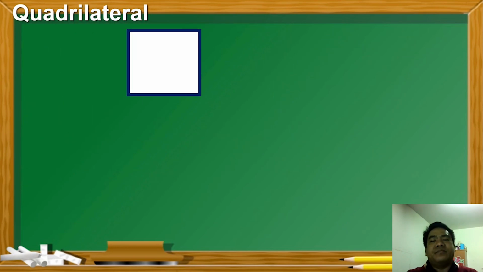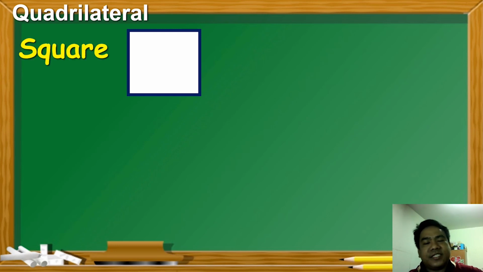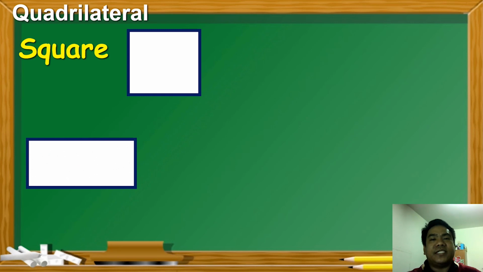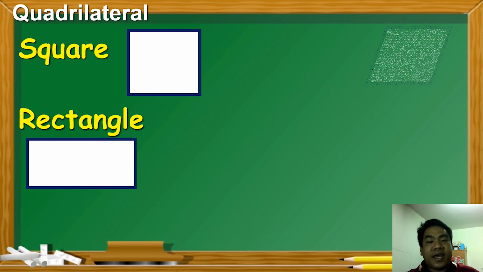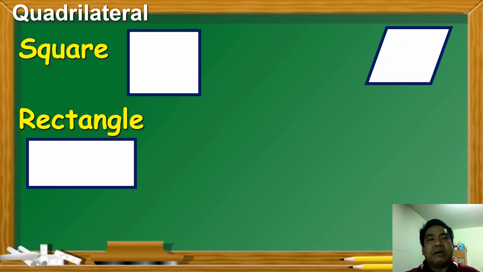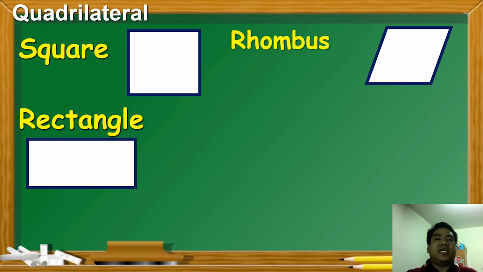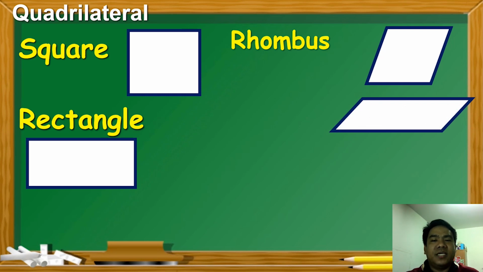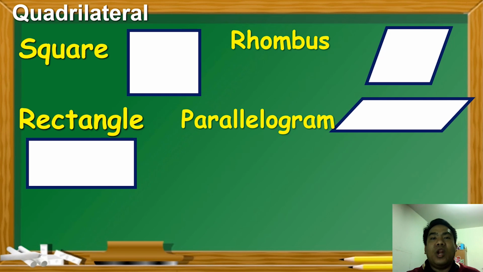Okay, let us name the quadrilaterals that we have learned. So what is this? This is a square. Next, we have, what is this? Rectangle. Next, this one. Rhombus. This is a rhombus. Next, we have this one. Parallelogram. Look at rectangle and parallelogram. They are the same, but only these sides.